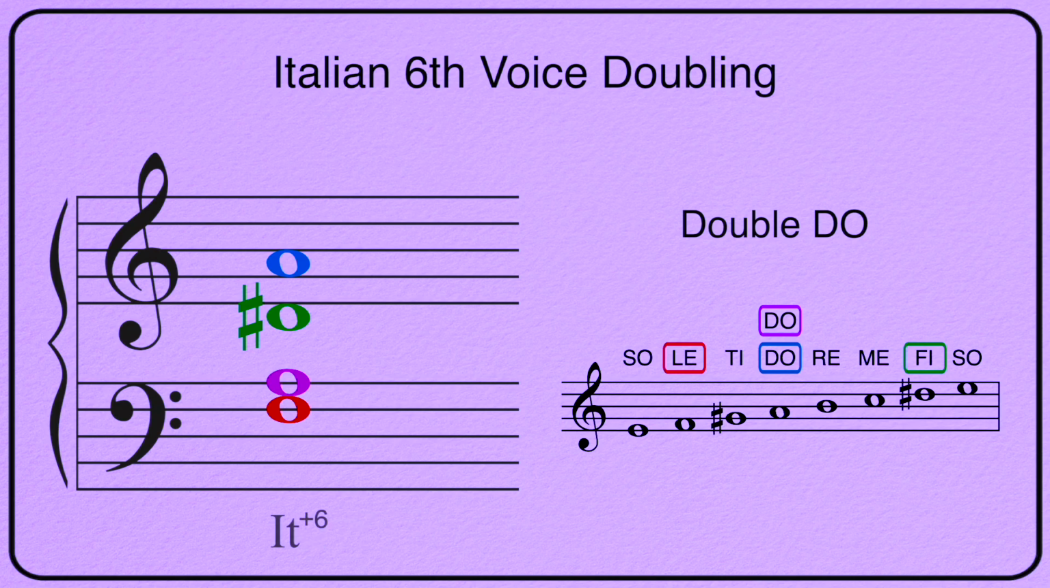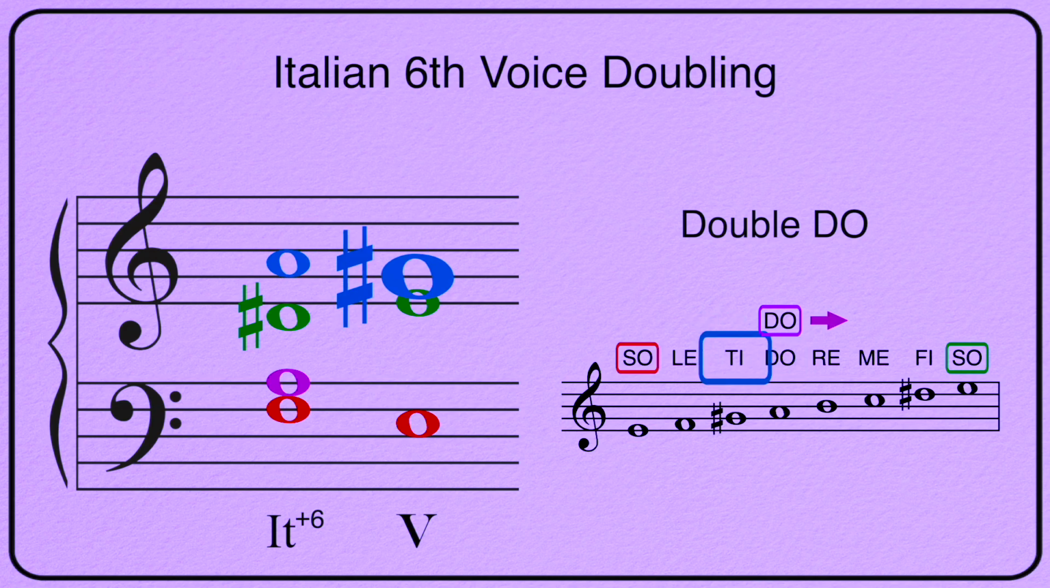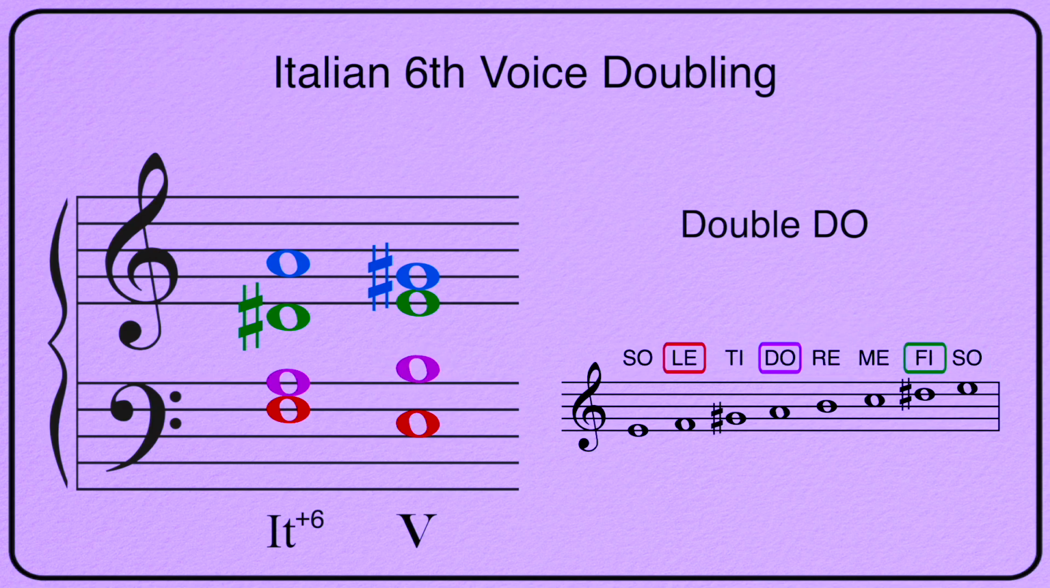Now, when we resolve the Italian sixth to our 5 chord, le drops to so, fi goes up to so, and that leaves us with our 2 voices on do. Remember, that's the only note in the Italian sixth that can resolve 2 different ways. The soprano's do can move down to ti, leaving the tenor's do to move up to re. I love perfect voice leading.